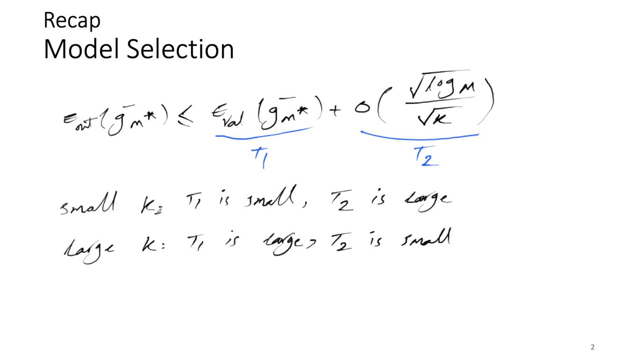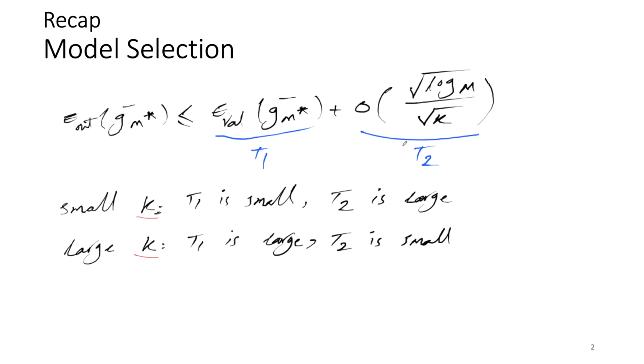First of all, if we take a small validation set, so k becomes small, then t1, this value, becomes small, and on the other side, t2 becomes large because we have a small value in the denominator. On the other side, if we take k as a large value, the inverted situation happens, and we're going to run into some issues as well.